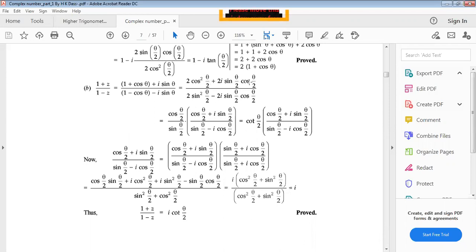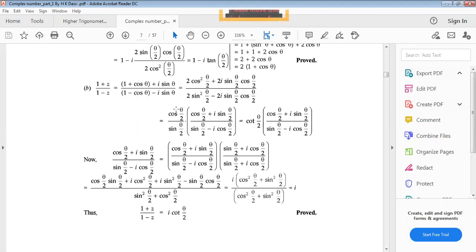Here a means θ/2. Then in 1 − cos 2θ, the formula gives 2 sin² (θ/2). That means 1 − cos 2a equals 2 sin² a, where a means θ/2. Minus i sin 2a, where the sin 2a formula gives 2 sin(θ/2) cos(θ/2), and again a means θ/2 only. Then we can take 2 cos(θ/2) common in the numerator and 2 sin(θ/2) common in the denominator.